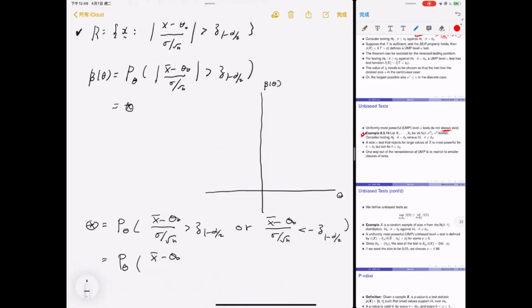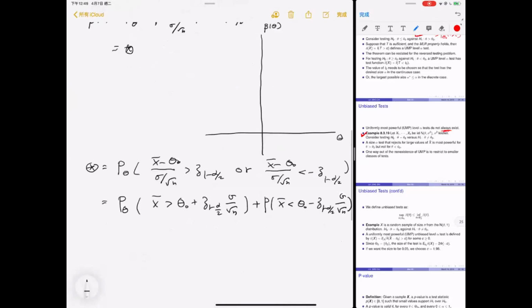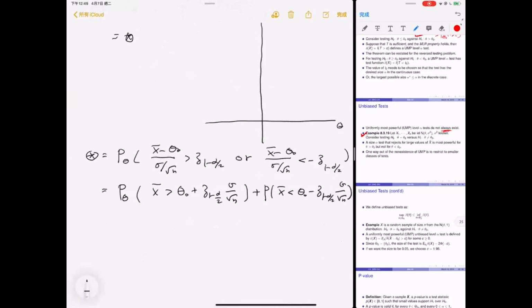And then I do want to jump a little bit, to stay on safe space. What I mean by jump is I want to write probability of x bar minus theta 0 bigger than z 1 minus alpha over 2 sigma divided by root n, then plus probability of x bar smaller than theta 0 minus the quantile times sigma squared divided by n. So nothing but just moving things around to get two probabilities.